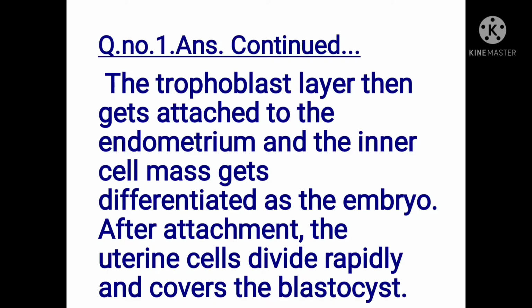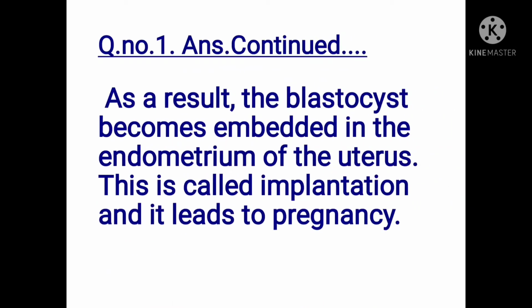After attachment, the uterine cells divide rapidly and cover the blastocyst. As a result, the blastocyst becomes embedded in the endometrium of the uterus. This is called implantation and it leads to pregnancy.